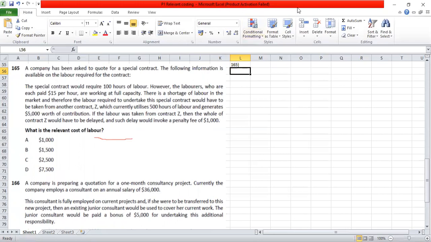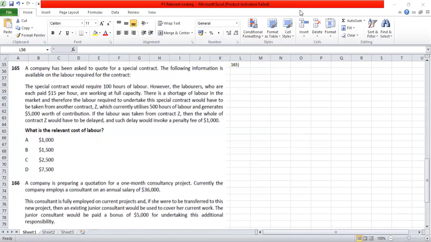Okay. Let's take up the next one. A company has been asked to quote for a special contract. The following information is available on the labor required for the contract. The special contract would require 100 hours of labor. However, the laborers who are each paid $50 per hour are working at full capacity.